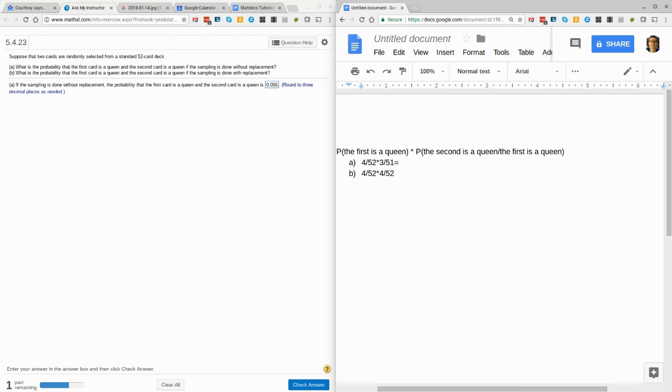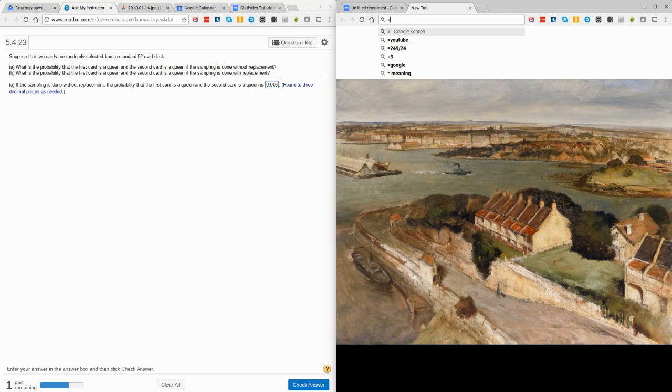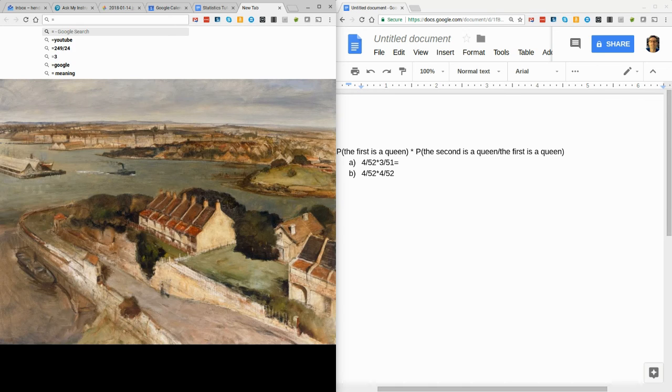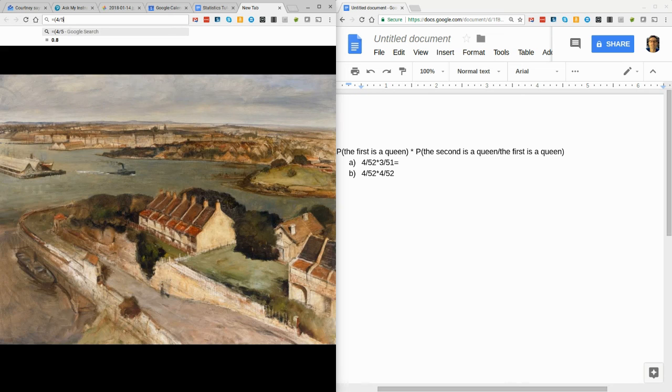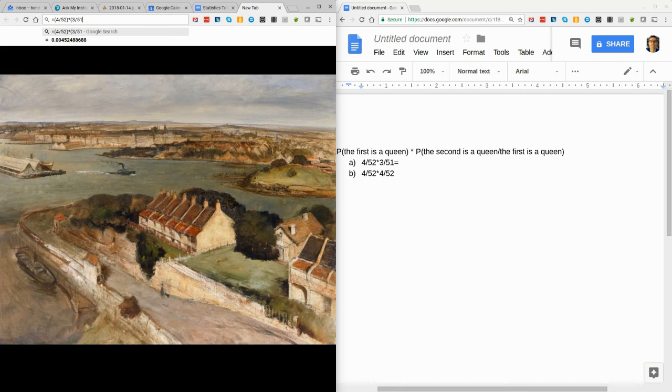Okay. And then I think we round to 3 decimal places. So I'm just going to use the Google calculator here. Let me do it over here. It's equal to 4 divided by 52 times 3 divided by 51. Okay, I can see that to 3 decimal places, that's 0.005.